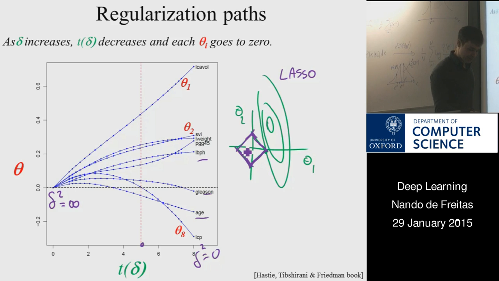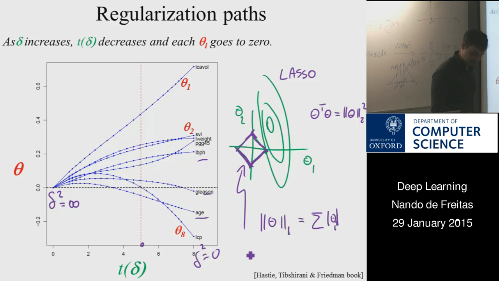So the basic idea of the lasso is, instead of using theta transpose theta, which is also known as the L2 norm of theta squared, we will instead use the L1 norm of theta, and that's the sum of absolute values of theta_i. For the two-dimensional case, you would get the absolute value of theta 1 plus the absolute value of theta 2. And so you have two absolute values, so you have to consider the cases plus-plus, plus-minus, minus-plus, and minus-minus. Each of those four cases gives you one of these lines. And so when that happens, the intersection points happen at corners. And at the corner, theta 2 is exactly zero.